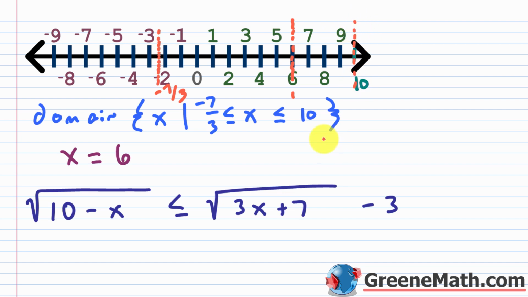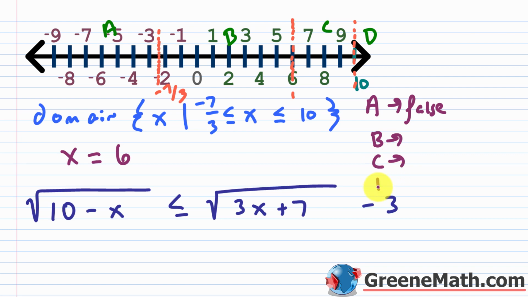I'm just going to set up my little regions. So let's say that this guy is A. So that's anything that's less than -7/3. Let's say that this is B. So that's between -7/3 and 6. Let's say this is C. So that's between 6 and 10. And let's say this is D. So that's greater than 10. So we know for A and D, they're automatic rejects, right? So they violate the domain. So if I set this up and say A is going to be false, and then I'll have B, I've got to check that. C, I've got to check that. And D, we know this is going to be false.